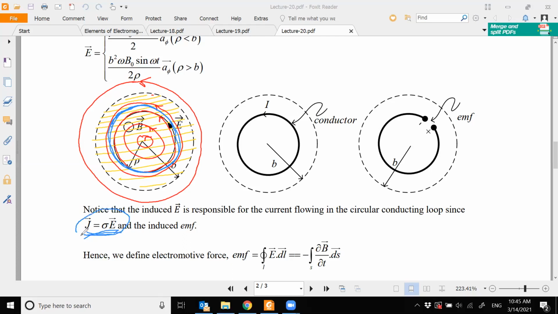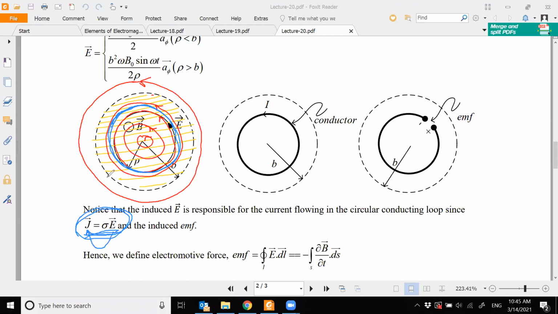Look at this expression and think about it. If there will be current moving inside the... What is moving? A current. Exactly, the current. See this expression? The source of this J bar is E bar. E bar is the source of this J bar.